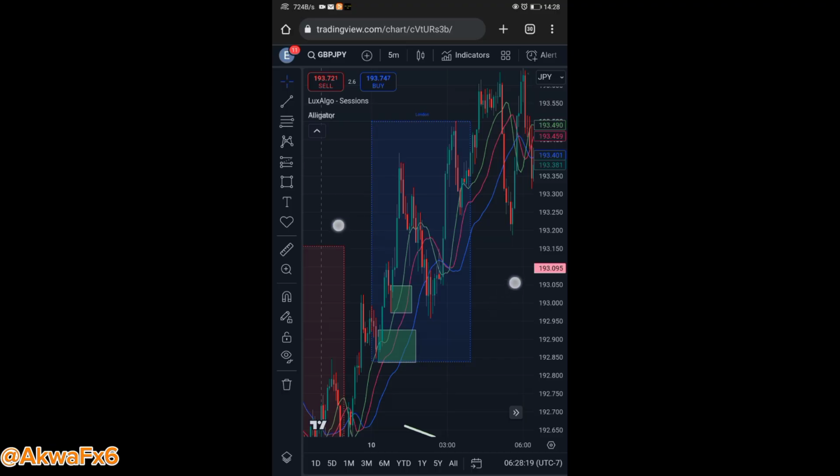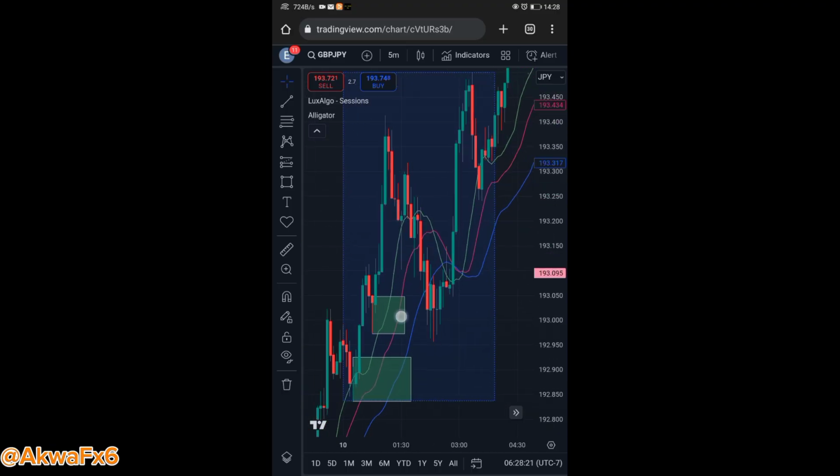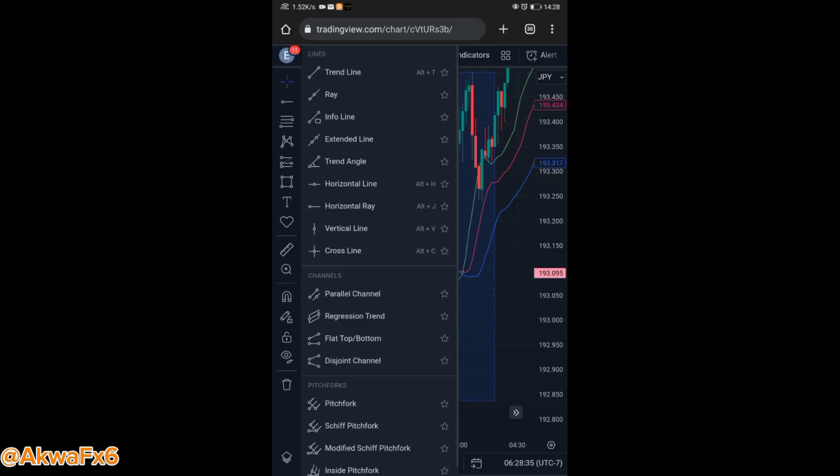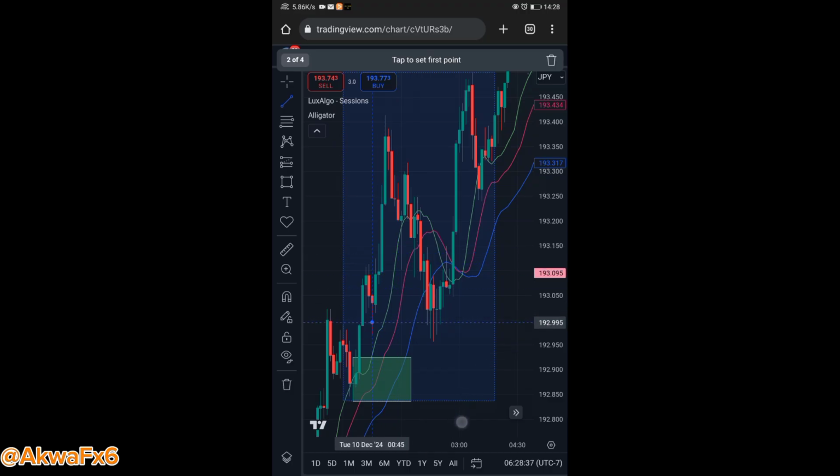So how do you do this? You have to mark the lowest point the market has gone to, which is this line. You mark your 5 minute line, which is this zone. You mark the last one, which is that one, and you extend it to the future.